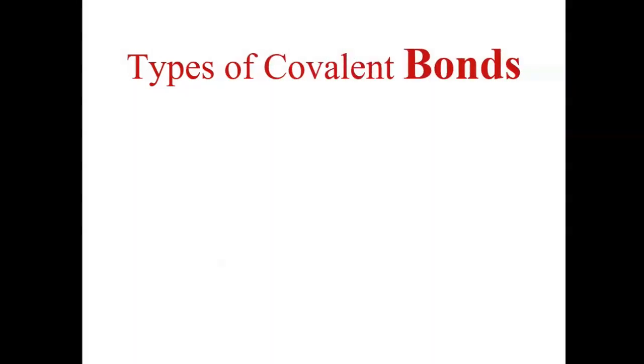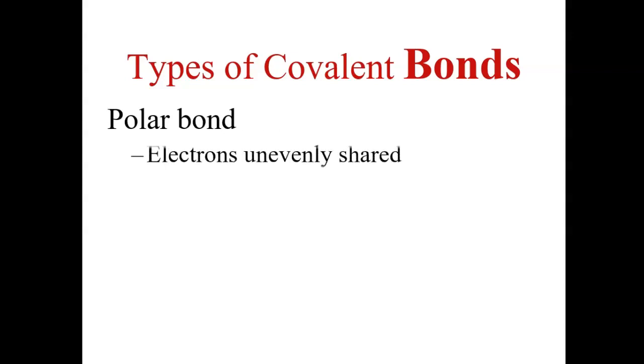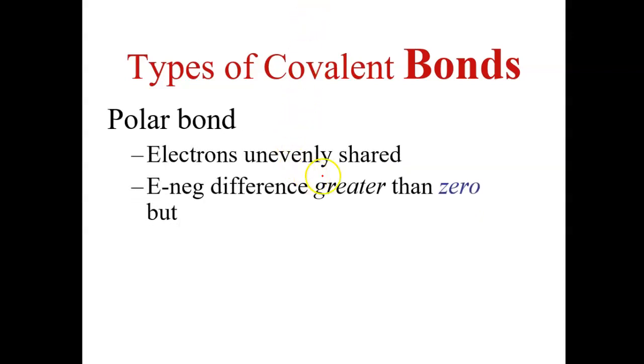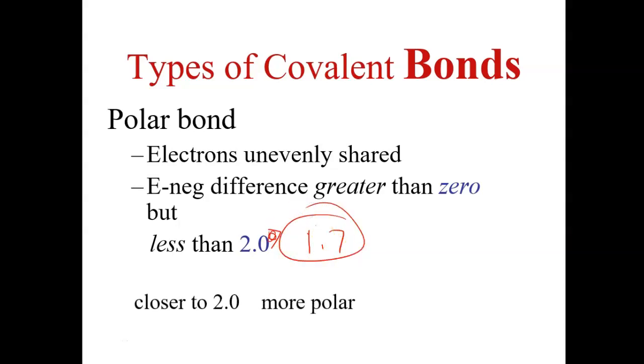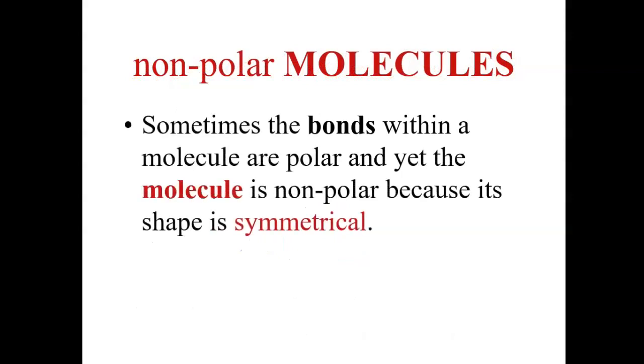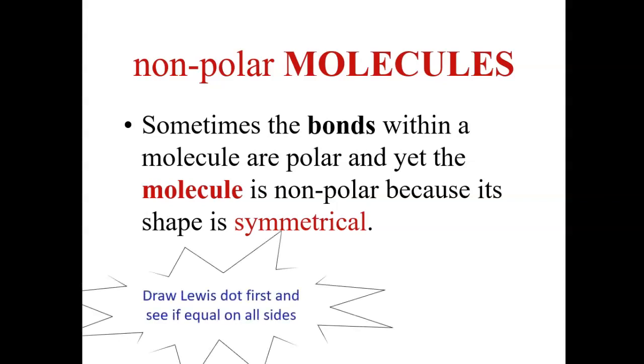Okay, so the other type is a polar bond. Electrons are unevenly shared. The electronegativity difference is greater than 0, but is less than 2.0. And here's what we said: 1.7 is really our key here, not 2. That is what we're going to use. So the closer to 1.7, the more polar, with more ionic characteristics. If we go over 1.7, we are going to be ionic. So sometimes the bonds within the molecule are polar, and yet the molecule is nonpolar because it is shaped symmetrically.